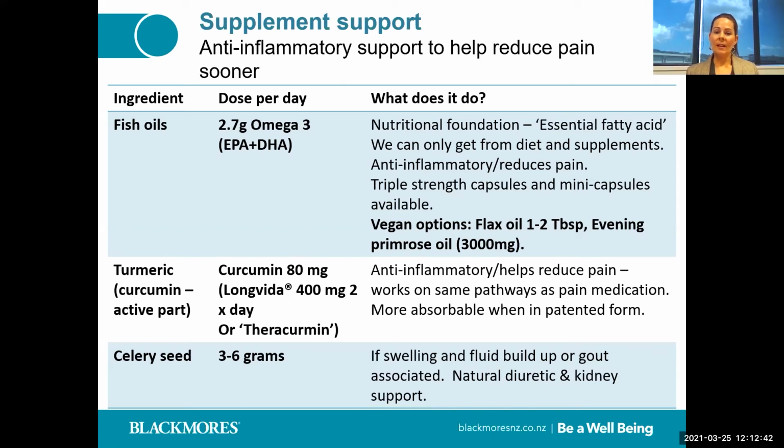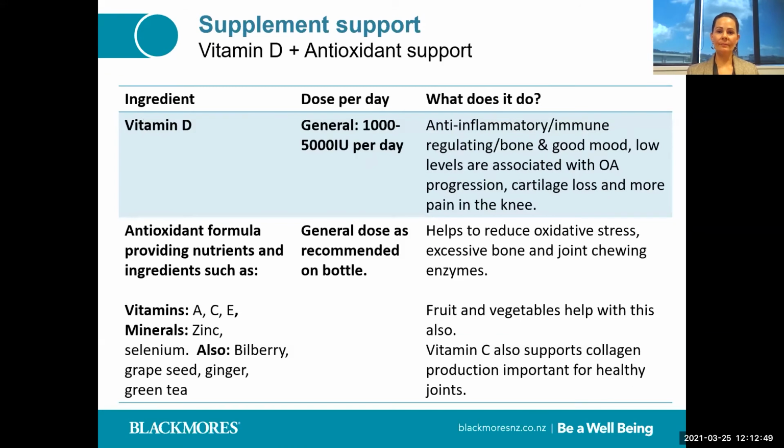Also, if there's swelling and fluid buildup or gout associated, then celery seed can really help at 3 to 6 grams. Also, vitamin D is really important. It's the sunshine vitamin, and this helps to modulate inflammation as well as being necessary for healthy bones and good mood. Low levels are associated with osteoarthritis progression, cartilage loss, and more pain in the knee, as shown in the clinical trials. Between 1,000 to 5,000 international units per day is a good safe dose in general, but you may need more, so talk to your doctor.